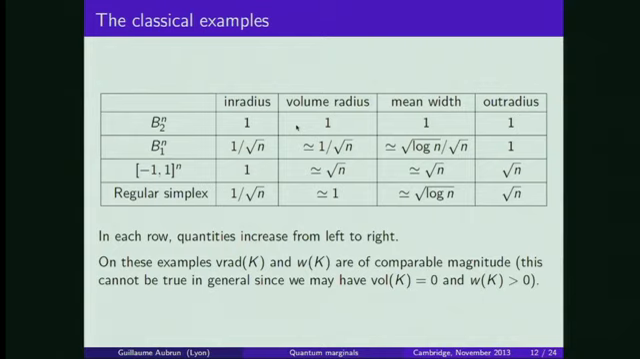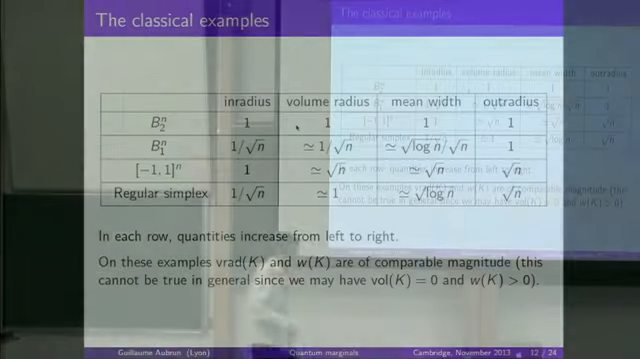So this cannot be true in general, because it's easy to imagine a convex set which has volume 0, but will have non-zero width. So you cannot hope for a converse inequality in general. But in these examples, there is some converse which is true. Now, I plotted this table because I want to try to compare some sets which come from quantum information with respect to these more standard sets.